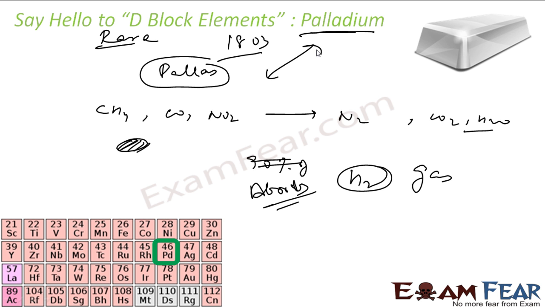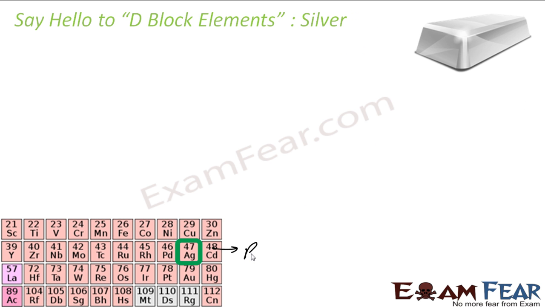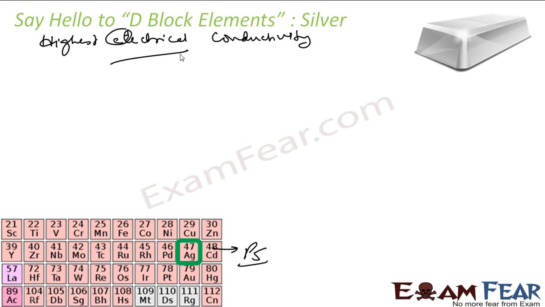The next is silver. Silver is again in period 5. And if we talk about silver, it has a silvery look obviously. It has the highest electrical conductivity. That is the best part of silver. Highest electrical conductivity of any metals. You talk about any element, silver has the highest electrical conductivity. Not only electrical, it has the highest thermal conductivity for any metal and the highest electrical conductivity for any element.